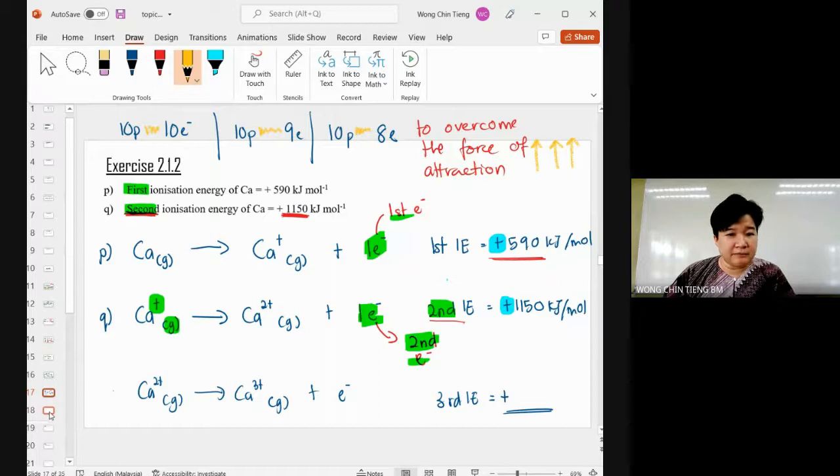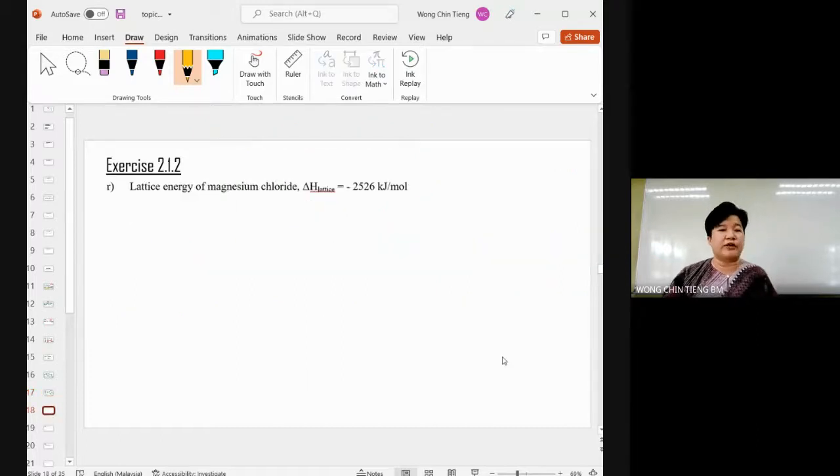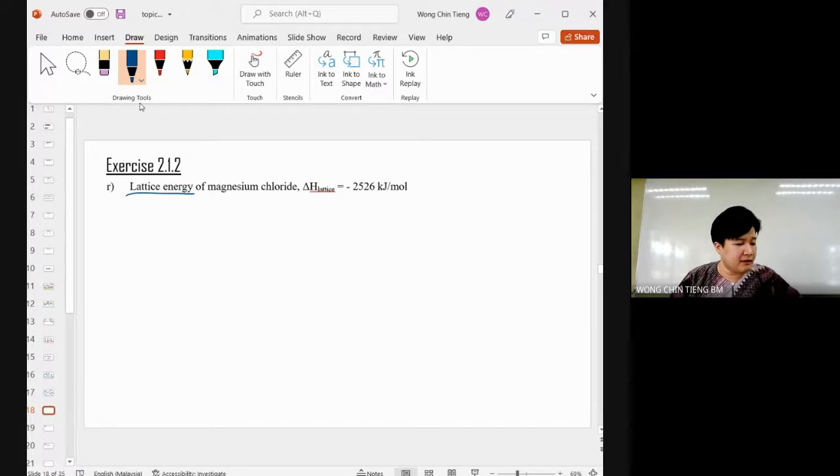Okay, moving on a bit. And the last thing of this equation before we move on to something, some calculations, something new for you. We have lattice energy. Okay. Lattice energy over here tak ada apa, tapi dia mesti adalah daripada gaseous ion or aqueous ion? Anyone? Gaseous ion. Gaseous ion.